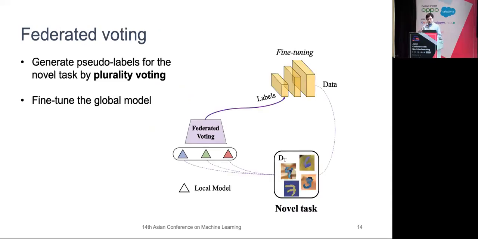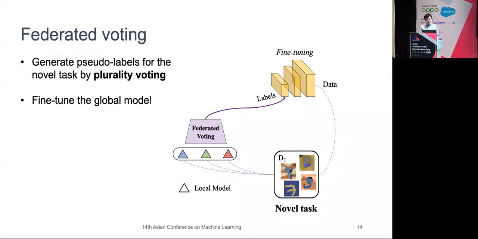And finally, we also propose federated voting in this work. It's a strategy we use to further fine-tune the global model when there are no labels available in the new task. It generates pseudo labels for the novel task based on the plurality voting of the local models, which allows the global model to learn better targeted task representations, improving the performance of knowledge alignment between different domains. Then we fine-tune the global model based on the samples from the target domain and the generated labels based on the voting of different local models.